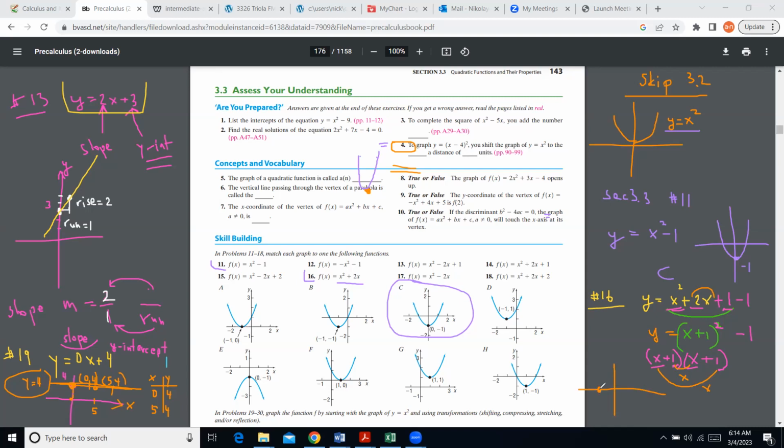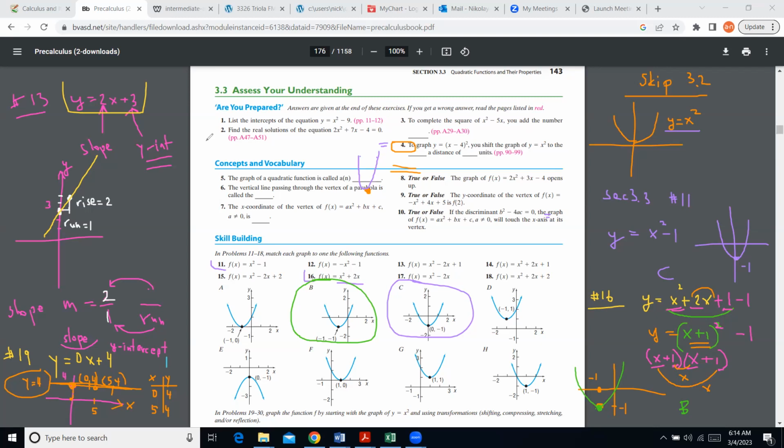Remember, whenever you have x plus 1 in the parentheses, it goes to the left. The parabola will be shifted to the left. And then if you subtract 1 from the whole thing, you bring your parabola down. So the graph now is going to be the parabola that has its so-called vertex point here at -1 and -1. And this is exactly part B here. The picture B is the answer for that little exercise.